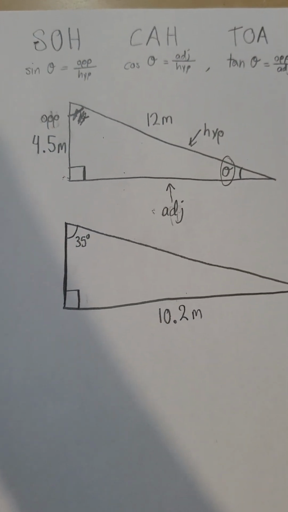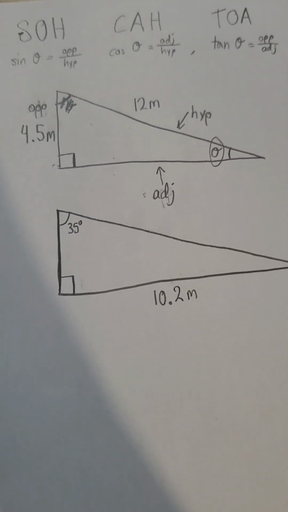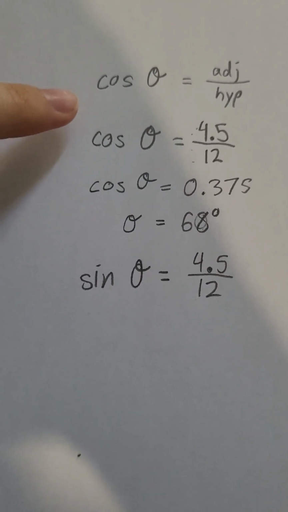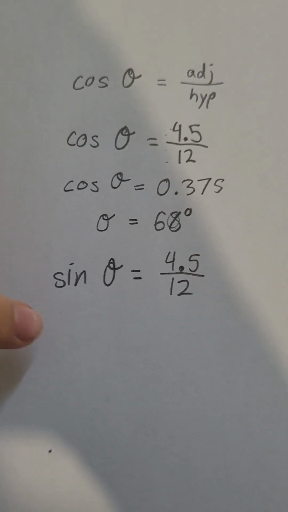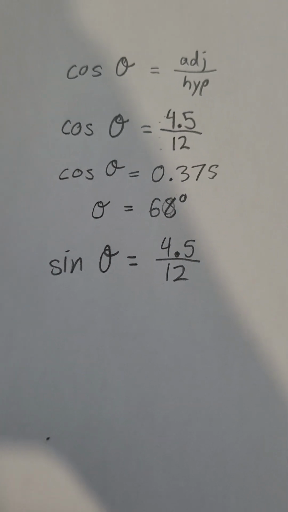And so now I'll just write in the sine equation. And here we have sine theta equals 4.5 over 12. And you might be wondering, we have the same thing before. Over here we also have 4.5 over 12. But sine is different from cos, so we're actually going to get a much different answer.